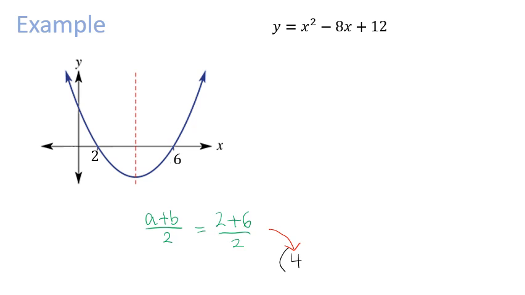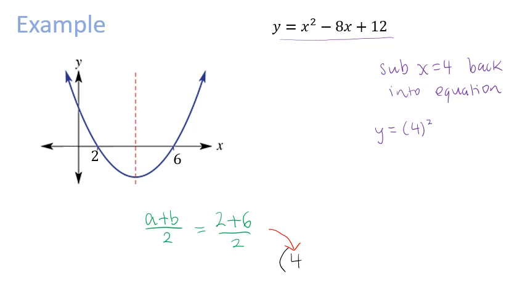Then to work out the y-coordinate, I need to sub the x value, so sub x equals 4, back into the equation. So my equation is written up the top here. So I'll have y equals, instead of writing x, I'll write 4. 4 squared minus 8 times 4 plus 12. So y equals 16 minus 32 plus 12. So that's going to equal negative 4. So that is then my y-coordinate of the turning point.